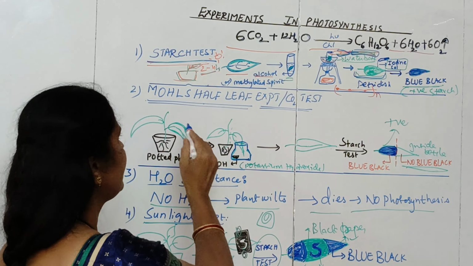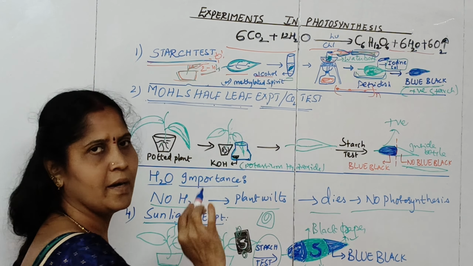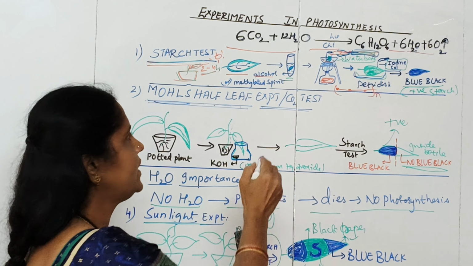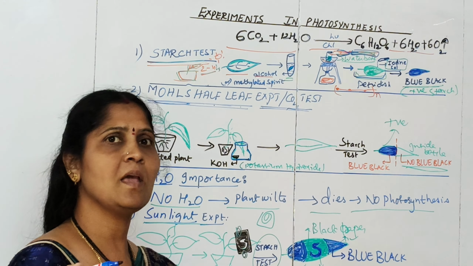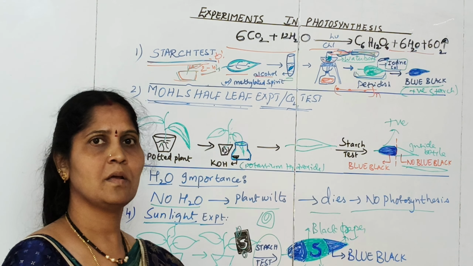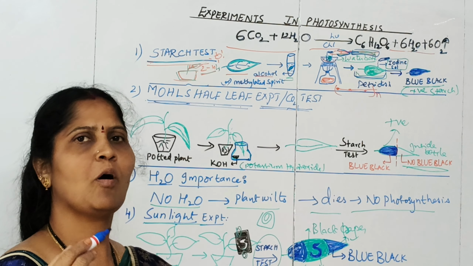Okay, coming to the next experiment. This is called Moll's half-leaf experiment, or the test for carbon dioxide. It is a test to see whether carbon dioxide is really needed for photosynthesis or not. This experiment was devised and performed by Moll.